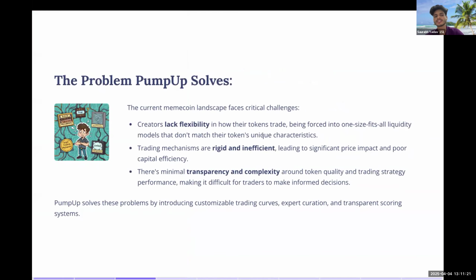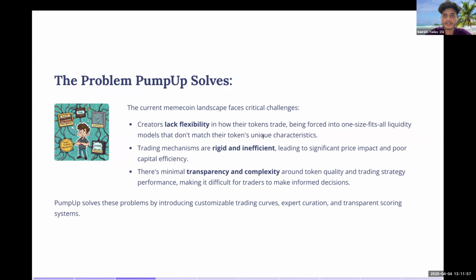So moving on to our problem statement. The current meme coin landscape faces critical issues, like creators lacking flexibility in how their token can trade. They're being forced to follow a one-size-fits-all liquidity model that doesn't match their token characteristics. Also, the trading mechanisms are rigid, with poor capital efficiency, and there is minimal transparency and complexity around the tokens and the curve parameters. It makes it hard for traders to make informed decisions.